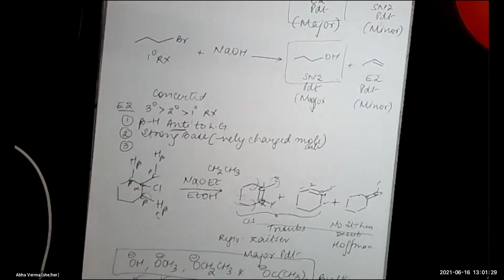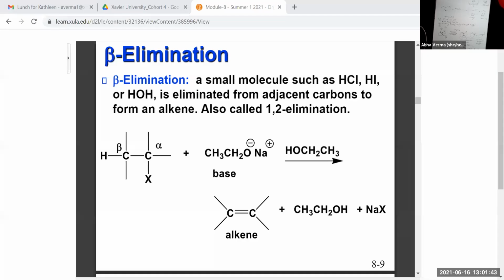So for E2, besides this beta elimination, the alpha carbon is the one where your leaving group is attached. And here your leaving group can be the halogen or your sulfonates, any of those. So on the alpha carbon, you have the leaving group and the carbon next to it. Remember, you have to look at both sides.